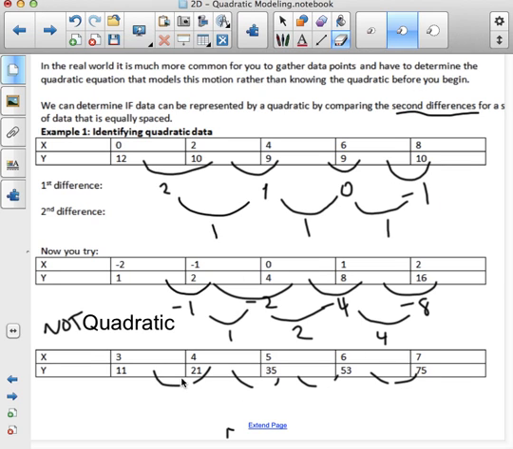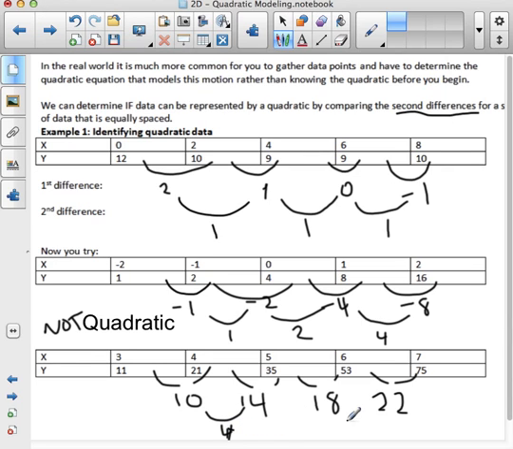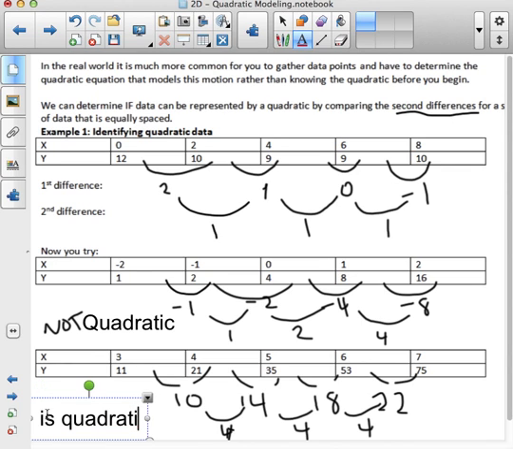Okay, so let's try that again. 21 minus 11 is in fact 10. However, 35 minus 21 is 14. And 53 minus 35 is 18. And 75 minus 53 is 22. All right, so 14 minus 10 is 4. 18 minus 14 is 4. And 22 minus 18 is 4. So as we see, these are the same second differences. So this is quadratic. Let me just see if this actually works. It is quadratic. Perfect.